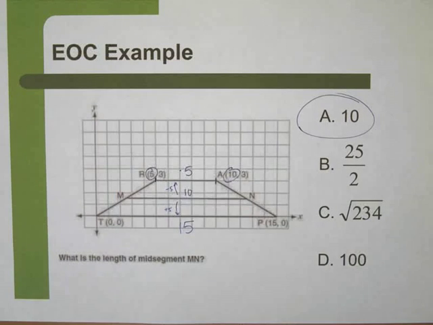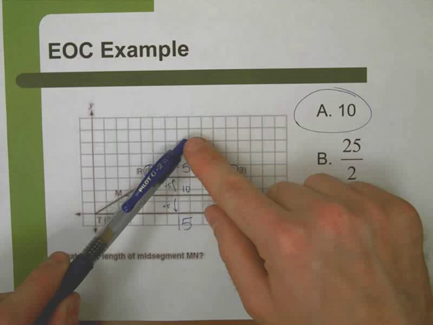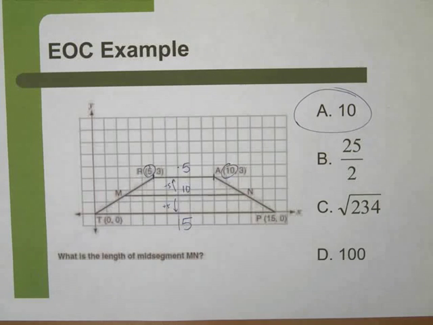The answer is 10. All right, if that makes sense, then you're ready to go on to the next video, which is about doing the same thing, except we're going to take these two lines here and we're going to make them go all the way to a point. We're going to form a triangle instead of a trapezoid.